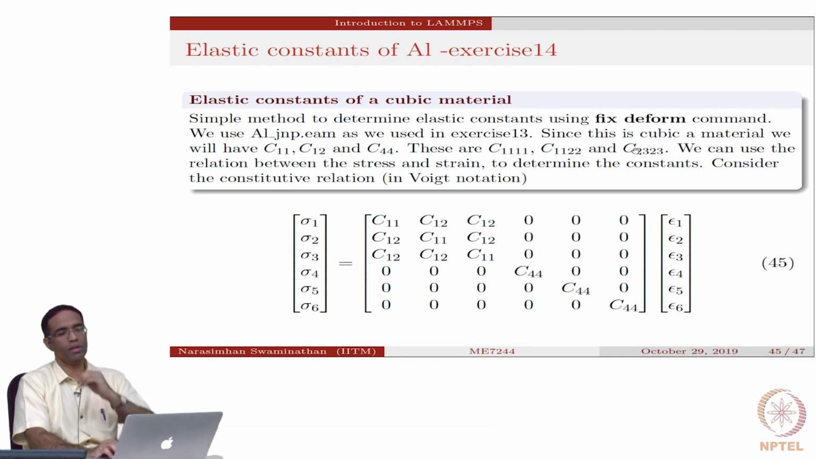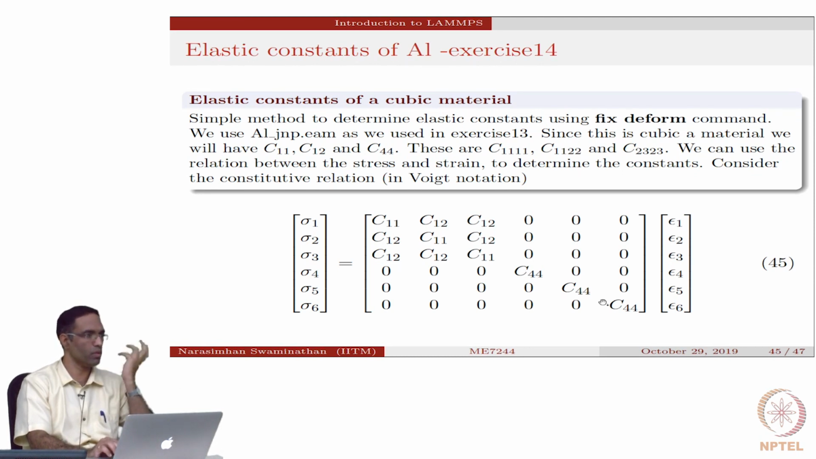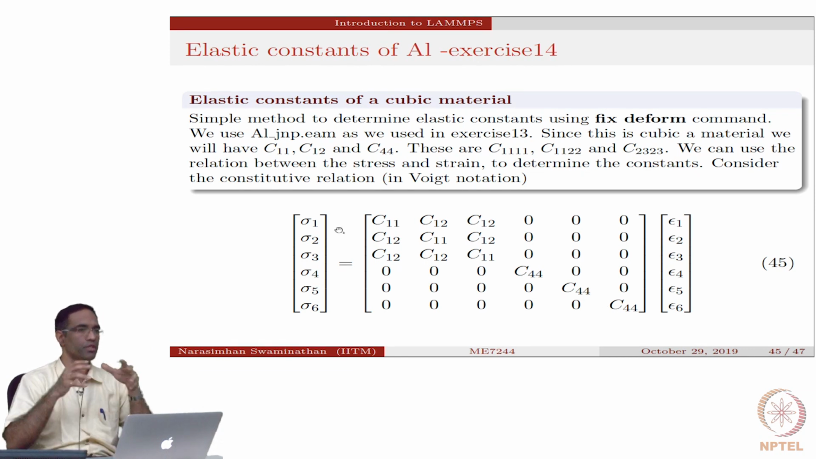For the cubic material, the relationship between the stress and the strain tensor can be written as equation number 45. You see that C11, C22 and C33 are equal, C12 and C13 are equal, and all these shear components turn out to be equal for a cubic material. So using this constitutive relationship, we can design experiments using molecular dynamics simulations in order to determine these elastic constants.